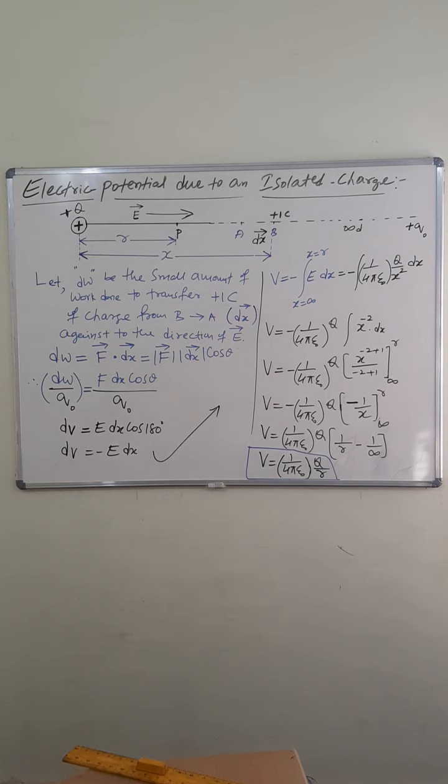Before going to that, consider 2 points in an electric field, A and B, very close to each other, separated by a small distance of dx. First I'll calculate the small amount of work done to transfer a positive 1 coulomb of charge from B to A against the direction of electric field. These A and B are separated by a small distance of dx, and they are almost at a distance of x from the source charge q.